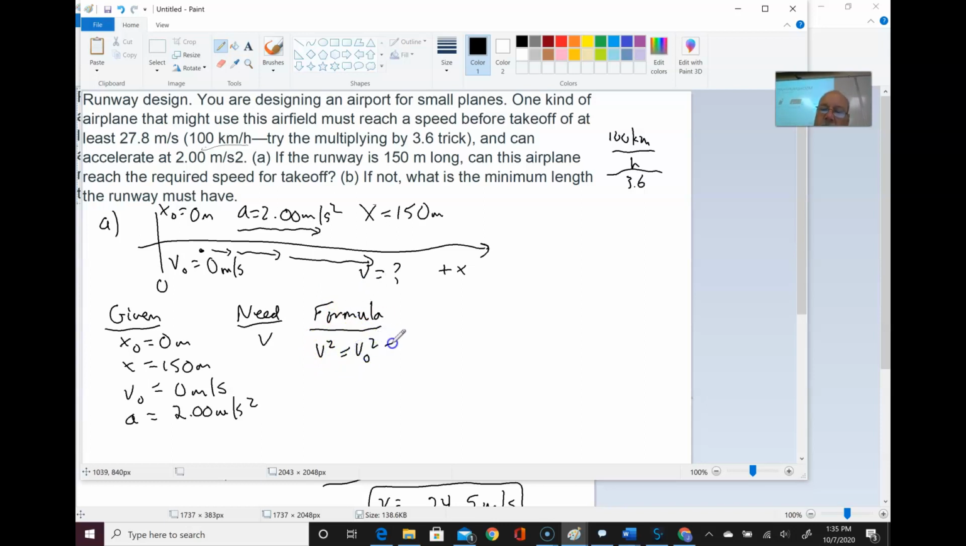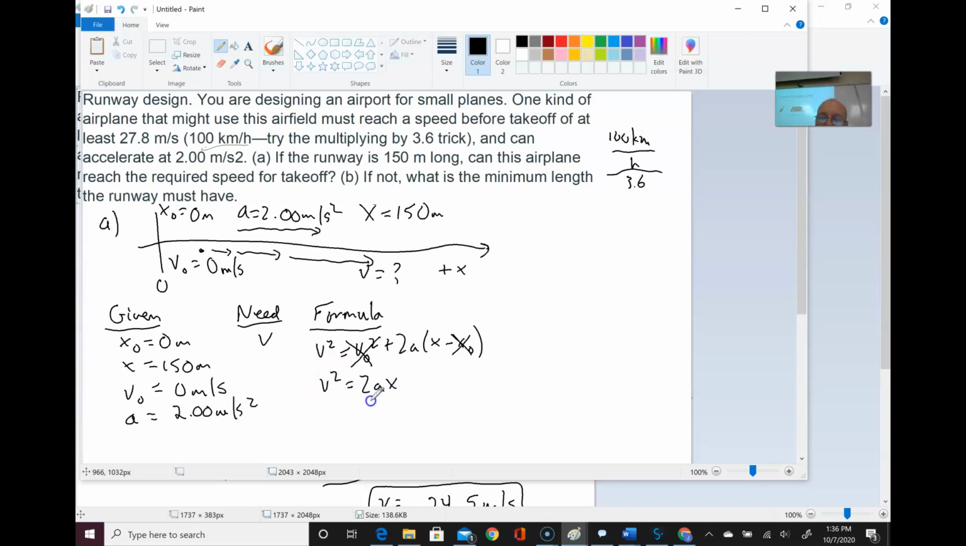v squared equals v0 squared plus 2a times (x minus x0). I have to use this formula. There's no choice. I do know that a couple of things have dropped out. And remember, we said that you should always start solving by showing things that are going to end up being zero. I know that my initial velocity is zero, so I'm going to cross that out. And I know that my initial position was zero, so I'm going to cross that out. And that leaves me with v squared equals 2ax.